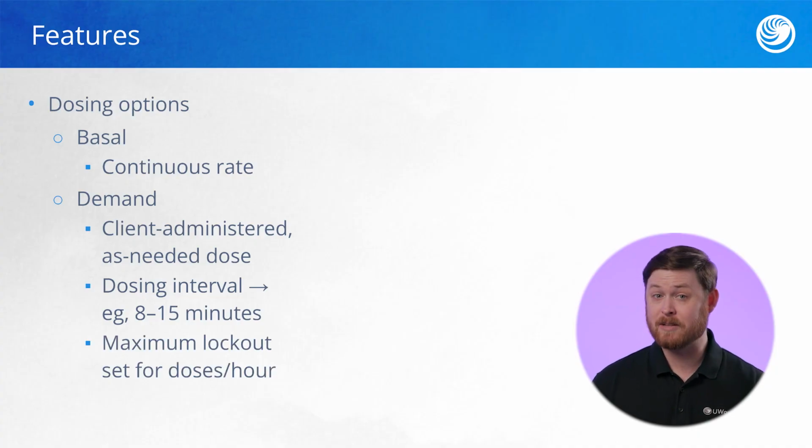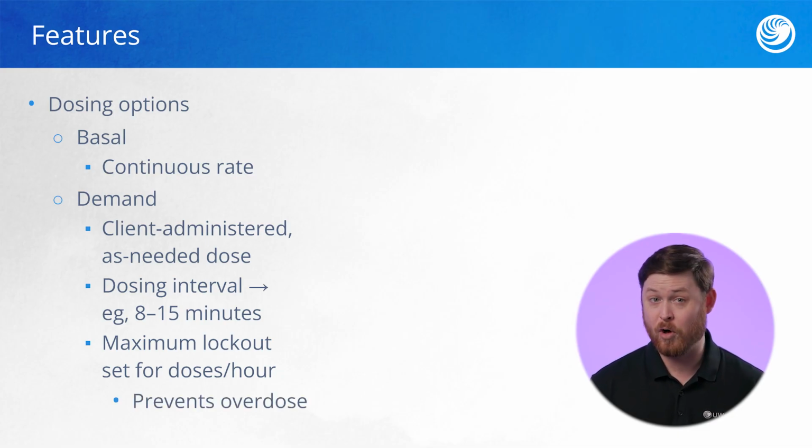For example, a client may be prescribed to receive 0.2 milligrams of hydromorphone every 10 minutes. Regardless of how many times the client pushes the button, they will only be able to receive a second dose of 0.2 milligrams once that 10-minute interval has passed. Demand dosing uses a maximum lockout for pain medication delivered over a specific time period, typically over an hour. This means that the client can only receive up to a certain dose of pain medication every hour, which helps to prevent accidental overdose.